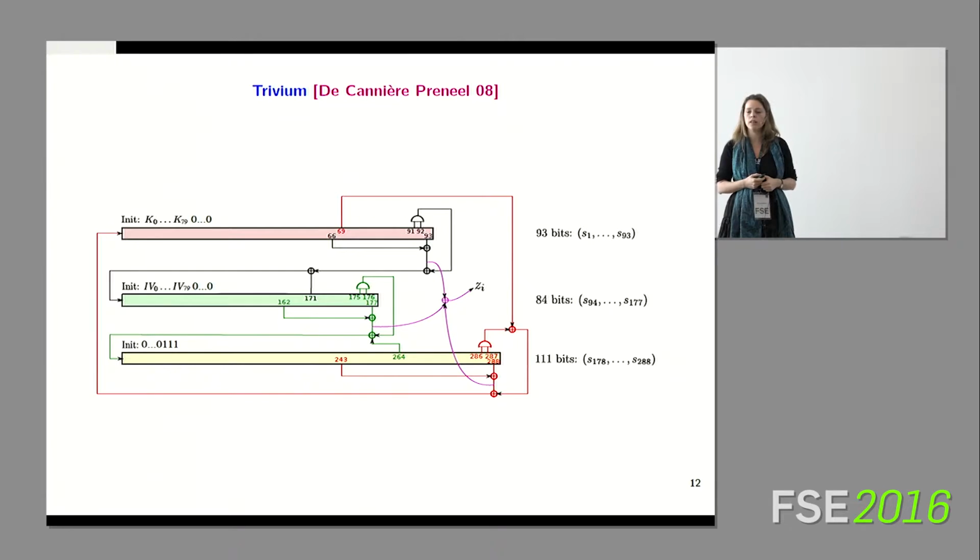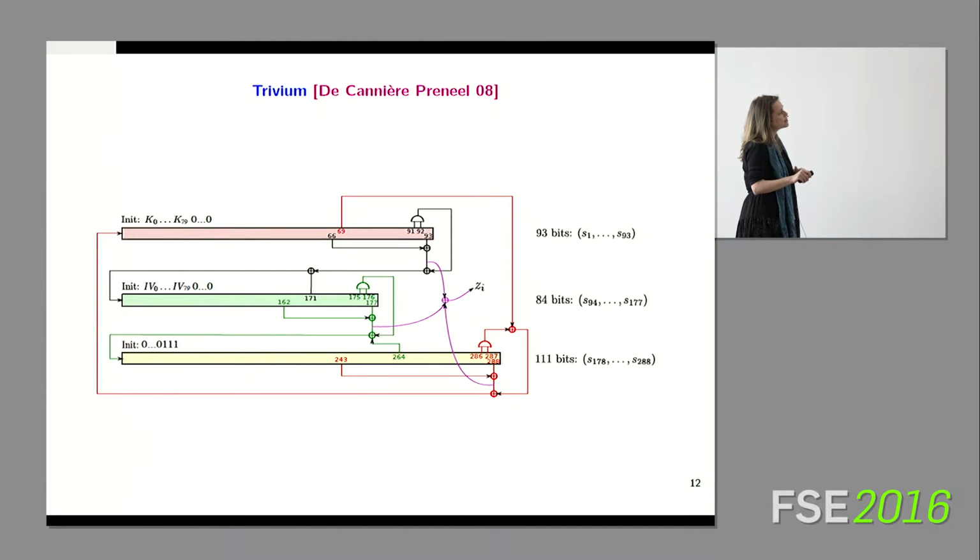As you can see, the internal state consists of 3 different registers. The first one here is initialized with the key, the second one with the IV, and the last one with a constant. And you can see that at each clock, the content of every register is shifted to the right, and then we compute a feedback bit as a function of degree 2 of the bits in the register. And what is very nice is that this function of degree 2 contains a single AND operation here.